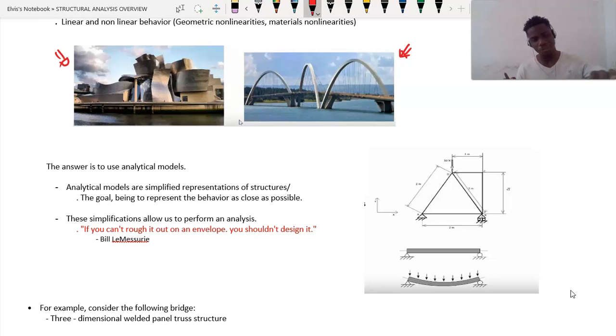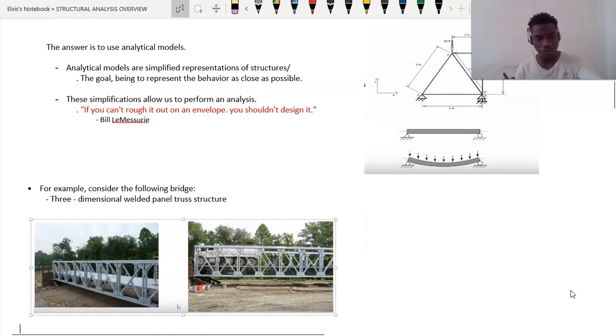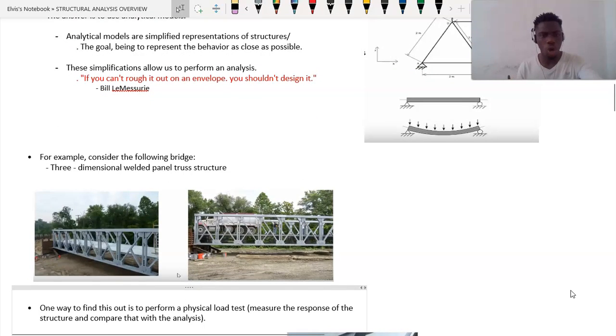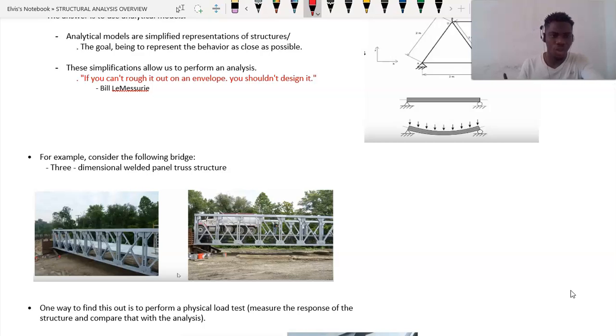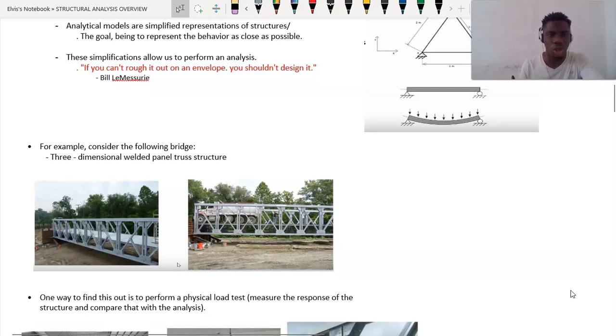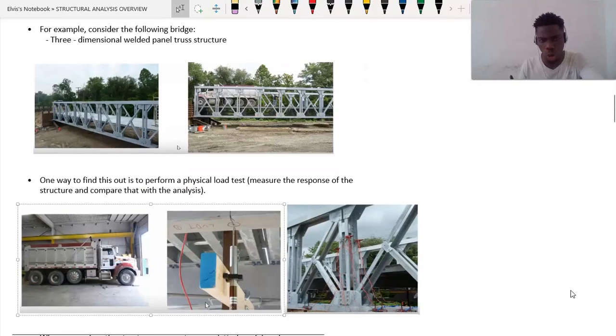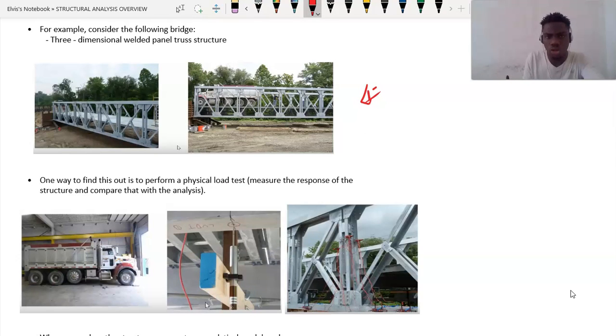Let's move to the next slide. For example, consider the following bridge. As you can see, we have a three-dimensional welded panel truss structure. One way to find this out is to perform a physical load test. We are going to measure the response of the structure and compare that with the analysis.